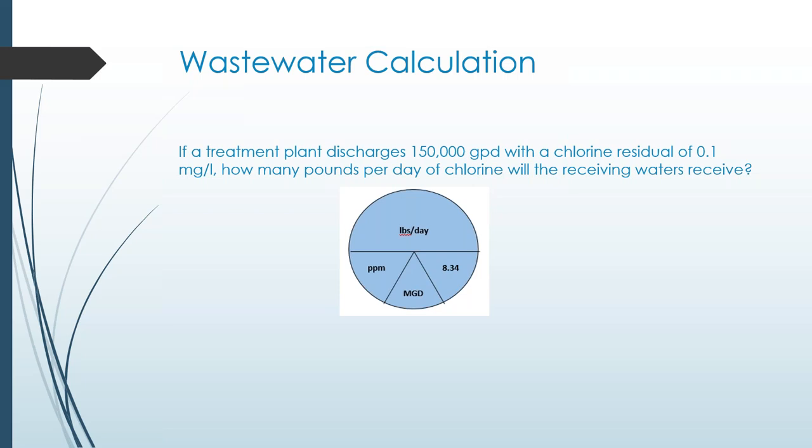The first, we have identified chlorine as a necessary component in the disinfection process. We have also identified it as being highly toxic to aquatic life and that dechlorination may be necessary. Here's a quick way to calculate the loading in pounds per day on the receiving stream in this particular example.